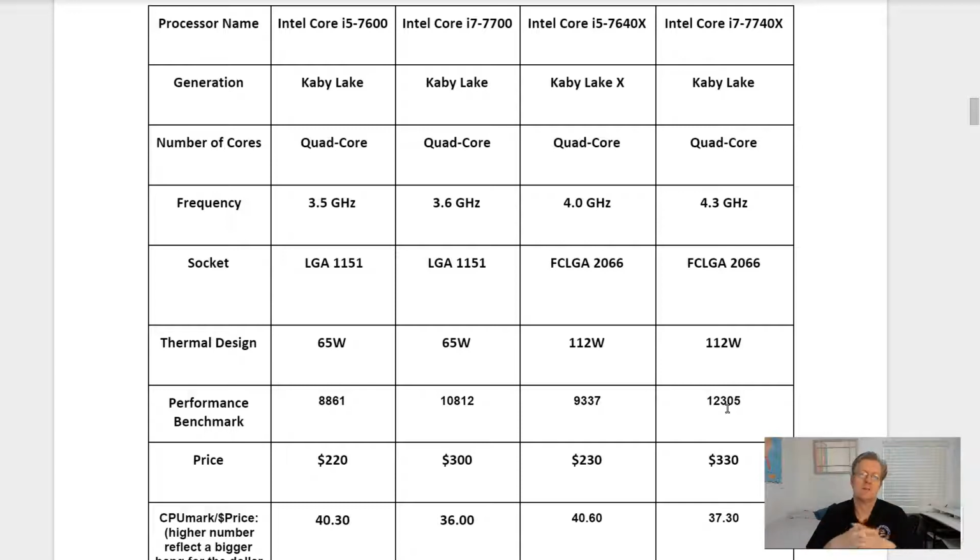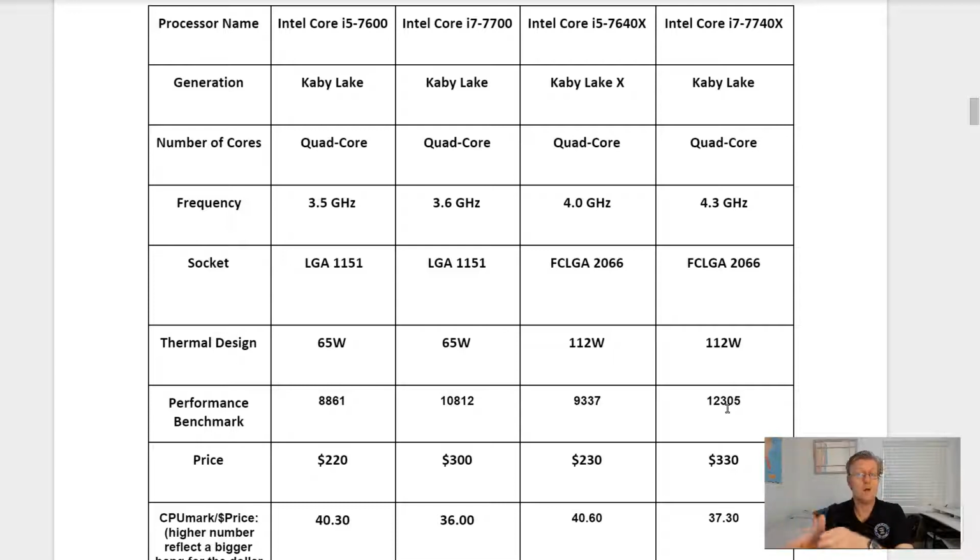The last processor that we're looking at today is the Intel Core i7-7740X. Again, this is the Kaby Lake generation quad core, but look at the frequency now. It's even higher at 4.3 gigahertz. Now when things run faster, you know what happens. They get hotter. So that has to be taken into consideration.